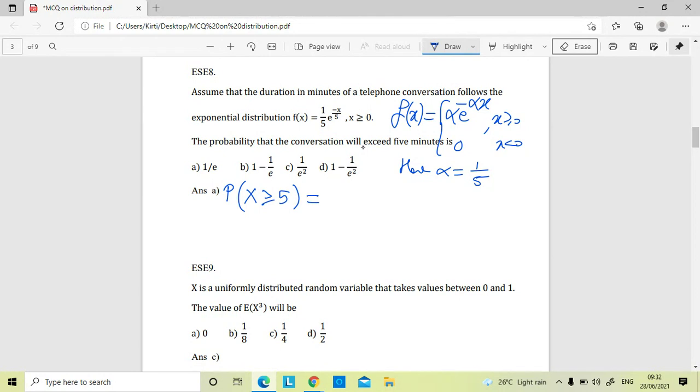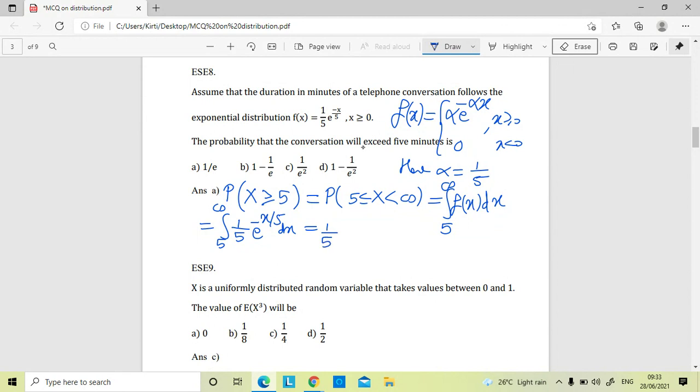So how do we find this? The exponential distribution is for a continuous random variable, so we will apply the formula in integral form from a to b. So the integral from 5 to infinity of f of x dx. Now substituting f of x, the integral from 5 to infinity of 1 by 5 e raised to power minus x by 5 dx. Right, integrate this.